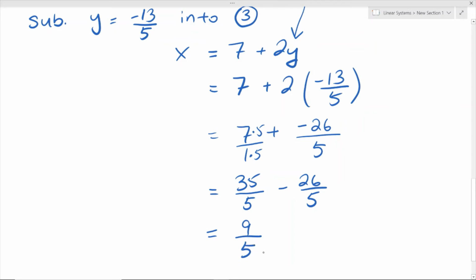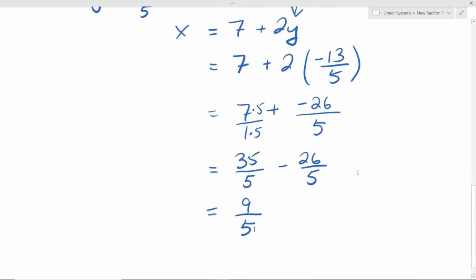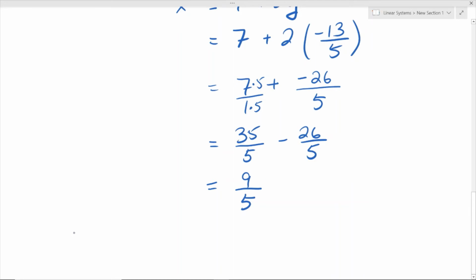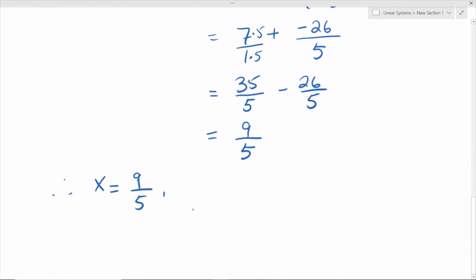And here we have solved for our x. This is our x, right? And this is our y. So I'm going to write in that. Therefore, the solution is going to be x is equal to 9 over 5, as shown here, right? And then y is equal to negative 13 over 5. And you can also present your solution as coordinates like this.